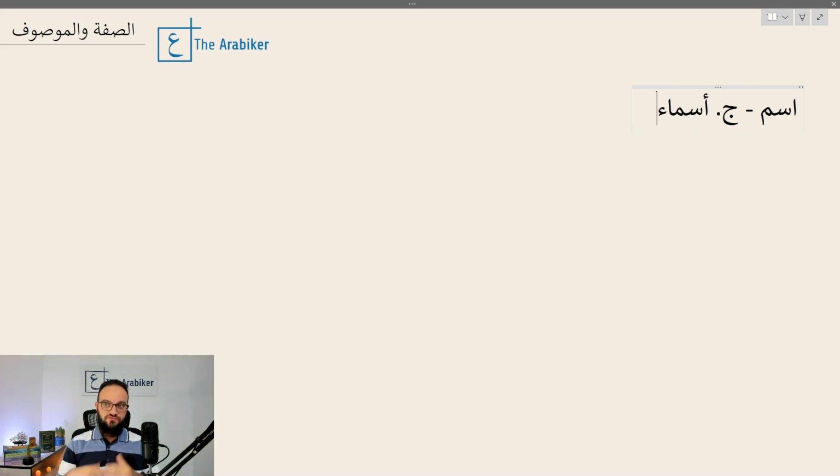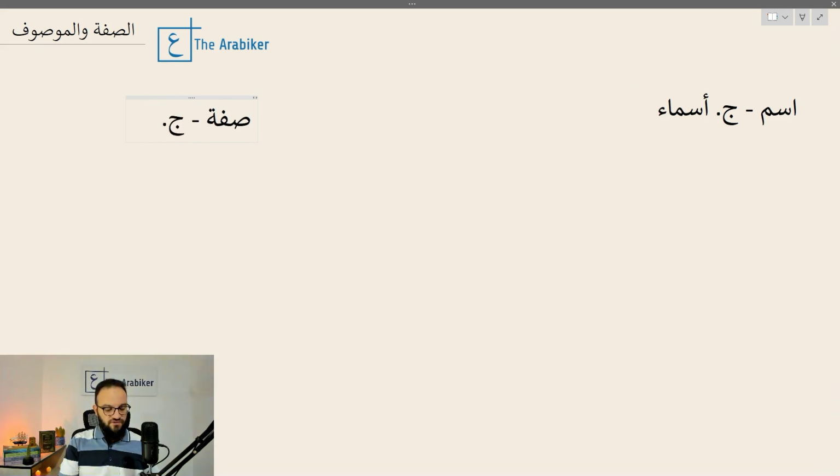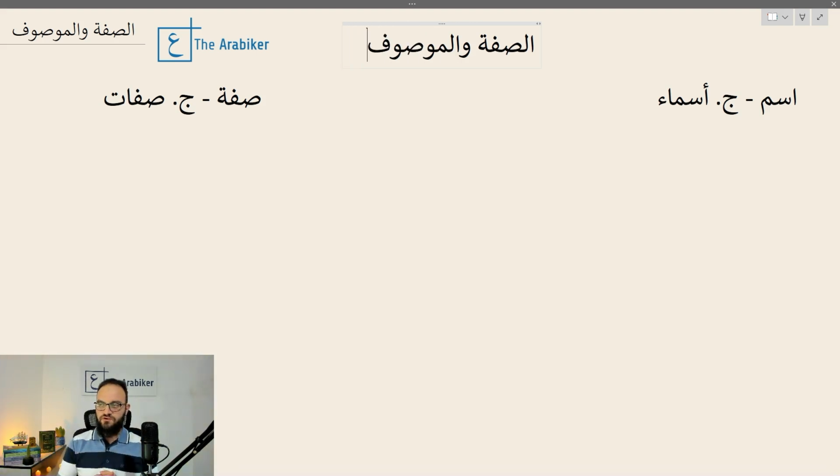However, an adjective on the other side, a descriptive word, is called صفة. The plural is صفات, adjectives. Also, it means description. So, this structure is called in Arabic الصفة والموصوف. It has also, of course, other names, but let's focus on this.